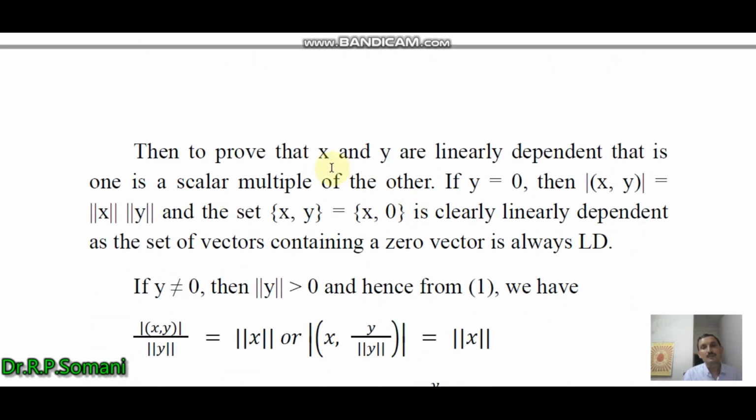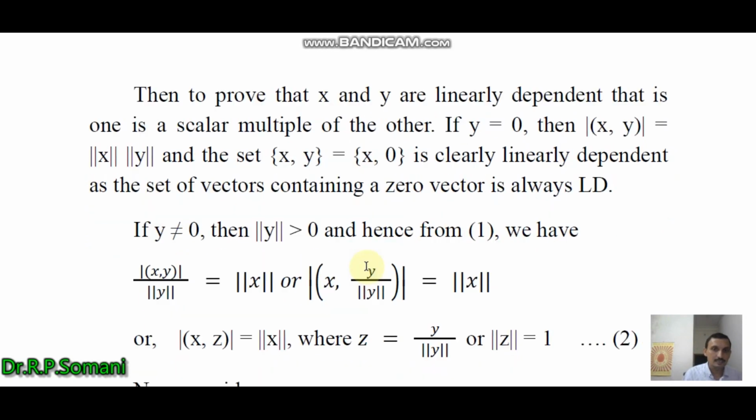Then to prove that, we have to prove that x and y are linearly dependent, that is, one is a scalar multiple of the other. So first case: if y equals 0, then the modulus of the inner product of x and y equals norm x times norm y, and the set {x, y} equals {x, 0} is clearly linearly dependent, as a set of vectors containing the 0 vector is always linearly dependent.